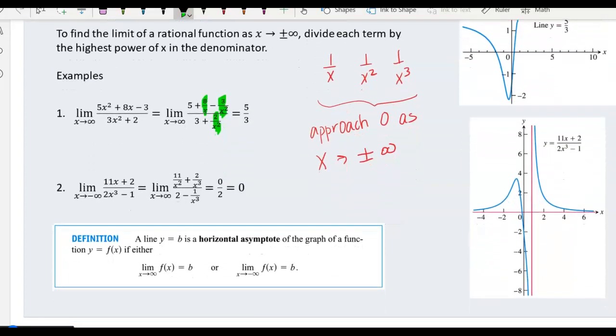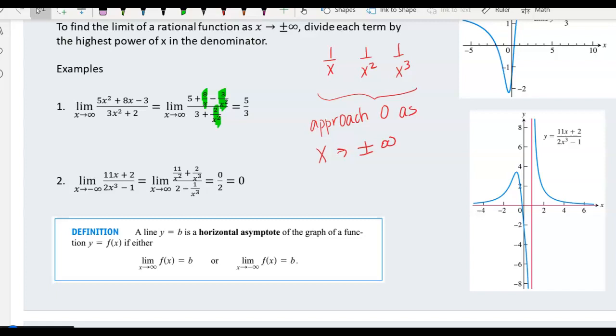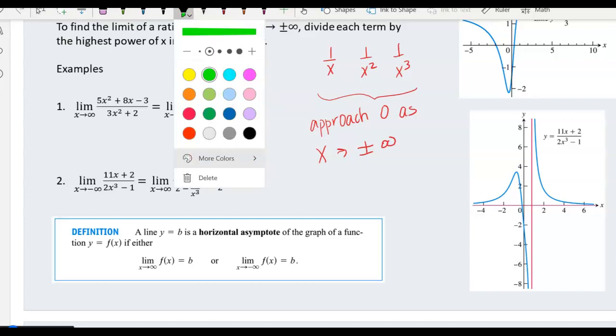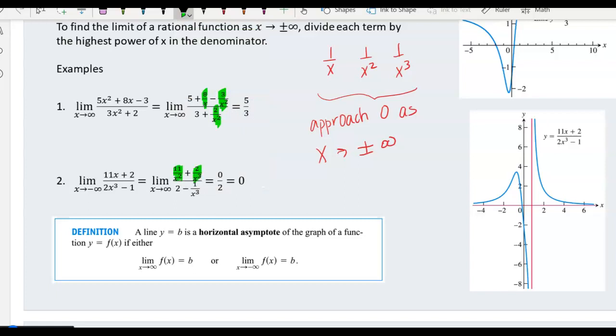Number 2 is a similar type of problem. In that case, the highest power is the x cubed. So you see that we've divided each of the terms by x cubed. And in doing so, we have 3 of our terms that are going to end up going to 0. So we end up with 0/2, or just 0 as a horizontal asymptote. And then we've got the definition here of horizontal asymptote, which is saying that the y values approach a particular number as x goes either to positive or negative infinity.